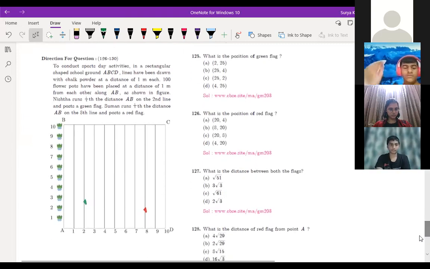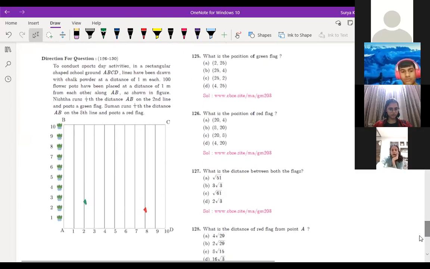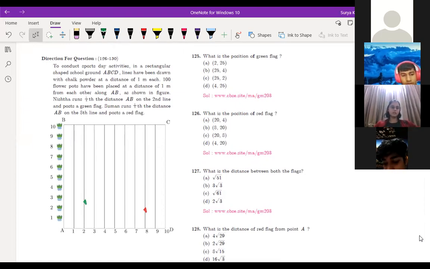What is the position of the green flag? Where is the green flag only? 2 comma, where is it coming? 2, 3 we can take. So here what have they given in the question then? Acha, see, read the question properly, what they have given here. Option A is 2 comma 25. How is 25 coming? Praharshan, please check the question. Here 1 meter, it's supposed to be like one unit, flower pot here is 10.